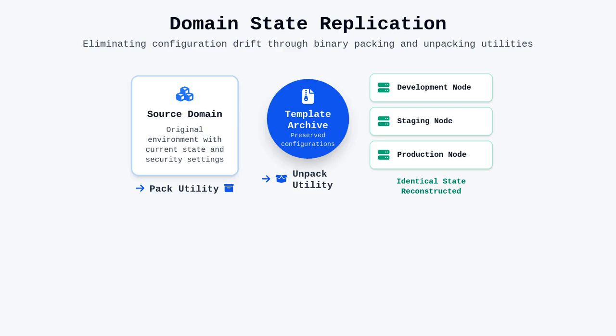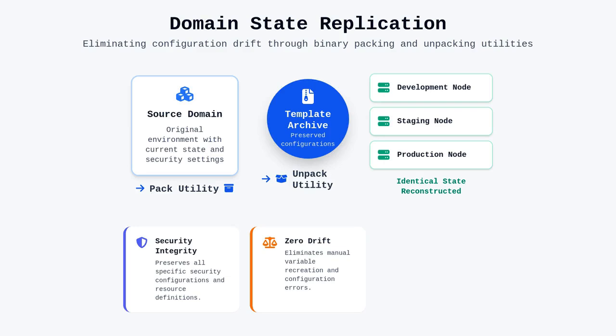hardware distributions. This approach effectively eliminates configuration drift, as you're not manually recreating variables, but rather deploying an identical state to every node. It is a reliable, idempotent way to ensure that your development, staging, and production environments align perfectly according to your predefined architectural standards.